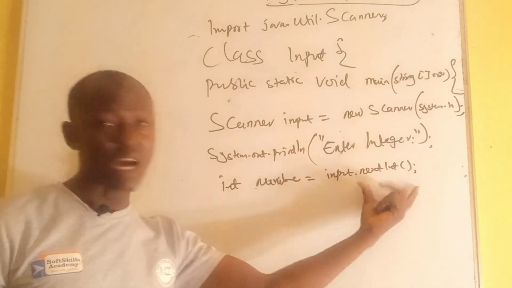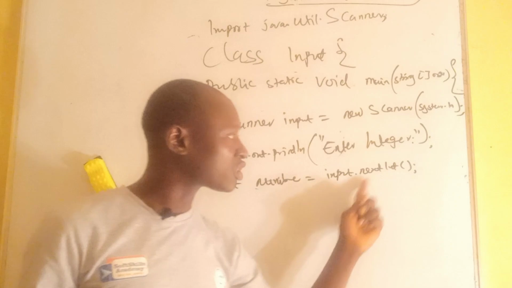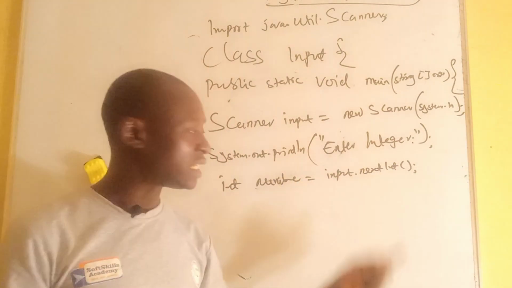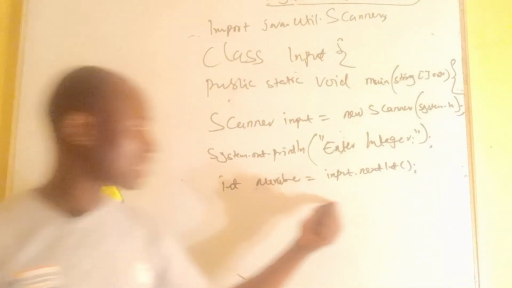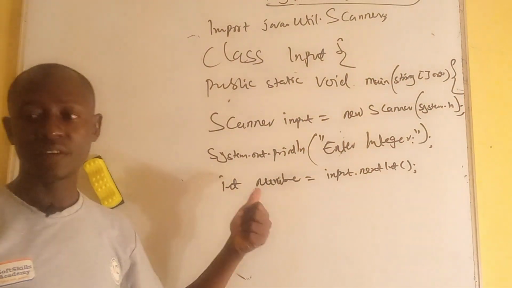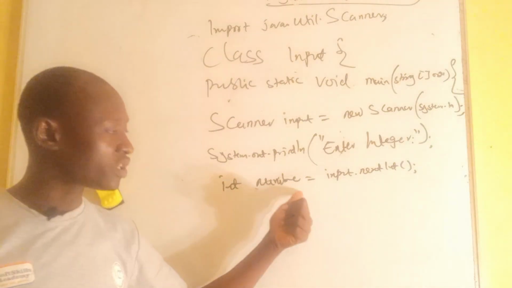We are not specifying the value here. That's what we said, input.nextInt. So whatever you're keying in should be an integer, and it's what it's going to accept from that input and store it on a number. Are we together? It will store it on a number.